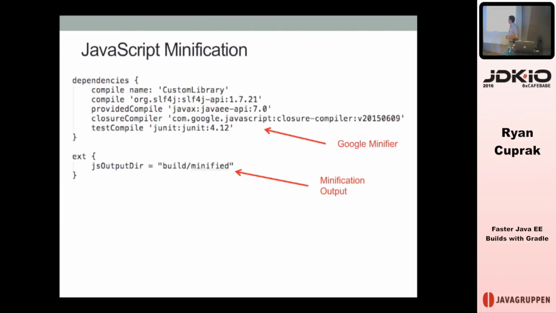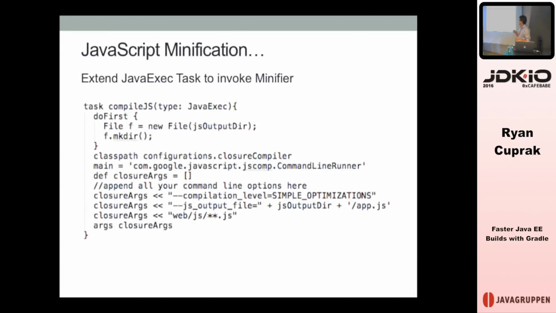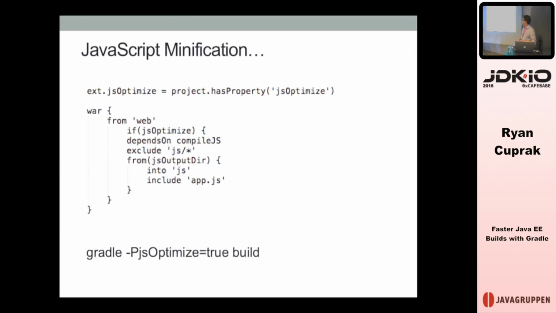I'm adding an extra variable, an ad hoc variable, for the output directory for the JavaScript. Okay. And then I add my task, which is going to basically, because that other thing is basically an Ant task, I'm actually going to invoke the main method on it. So I'm going to extend the Java exec built-in task and invoke the minifier passing in my JavaScript files.